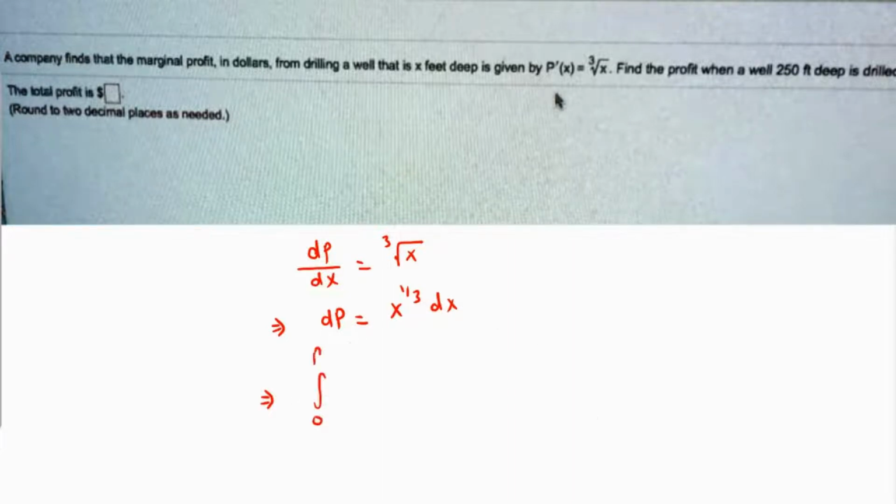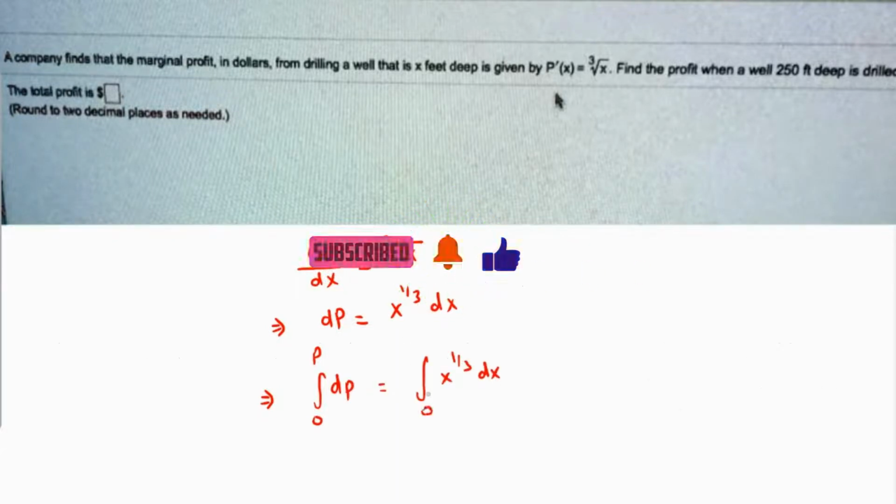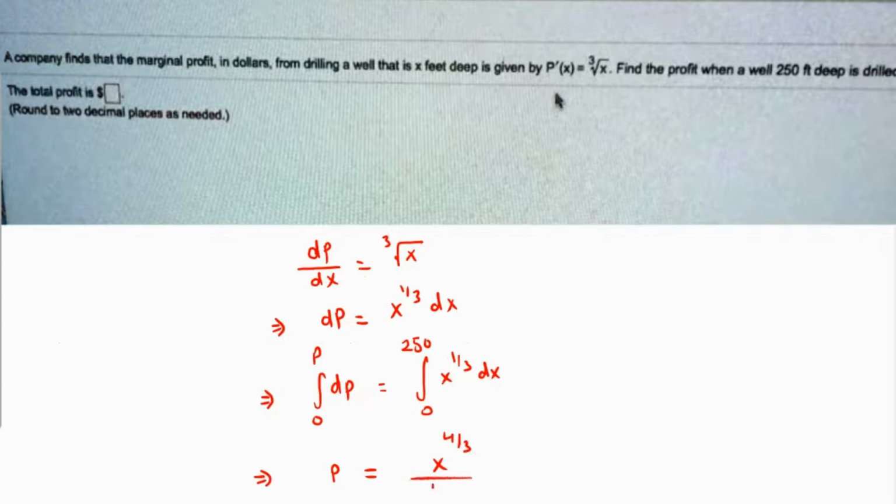So integration from 0 to P of dP is equal to the integration of x raised to 1 over 3 dx from 0 to x. I'm sorry, 0 to 250, because we are digging a 250 feet deep well. So that is the profit P which we have to find, and that is equal to, the integration is going to be x raised to 4 over 3, over 4 over 3, within the limits of 0 to 250.